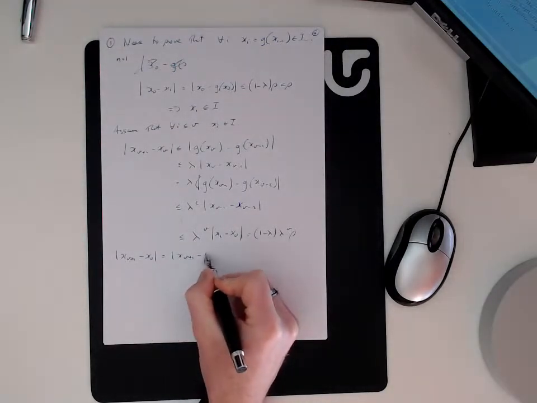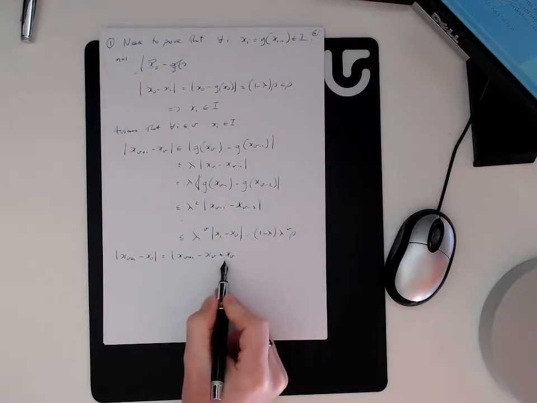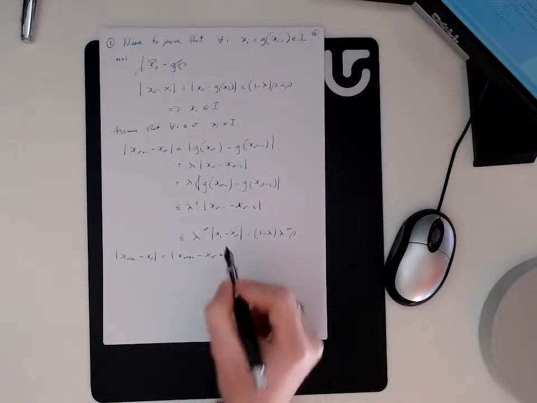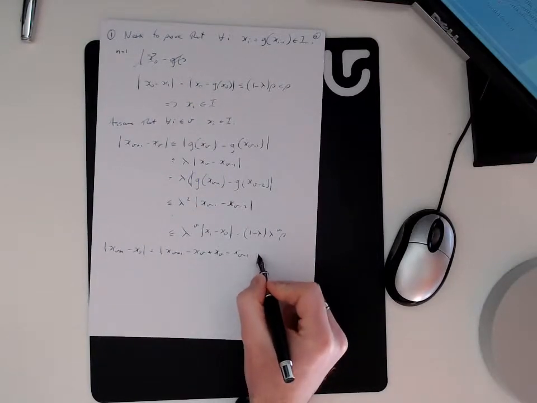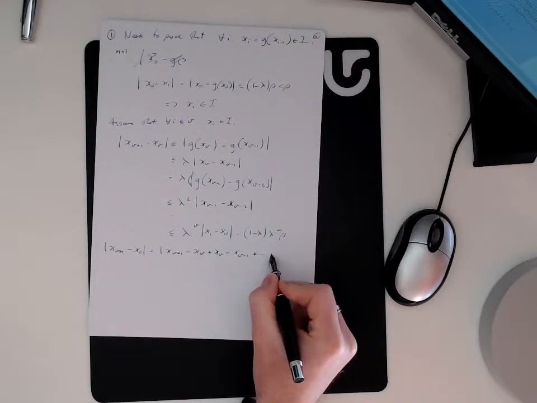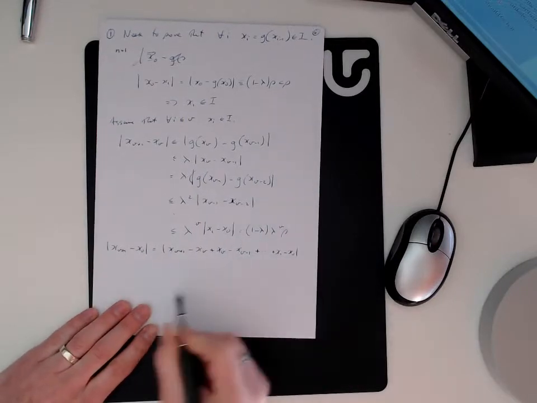x_{v+1} minus x_v plus x_v. I'm adding in 0. These things cancel to give 0. I can put that in. That's fine. Minus x_v minus 1. And I'm going to repeat doing that until I get down to x_1 minus x_0.